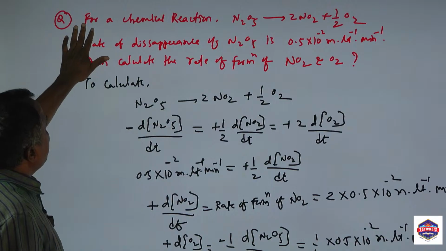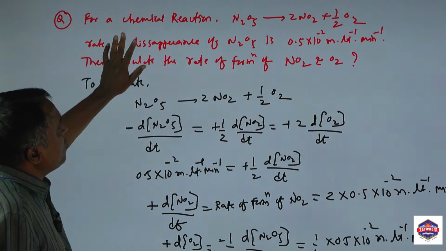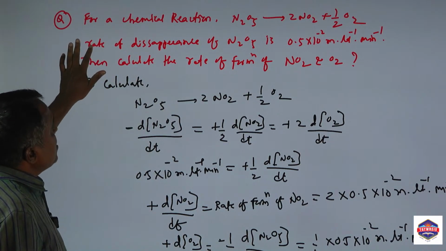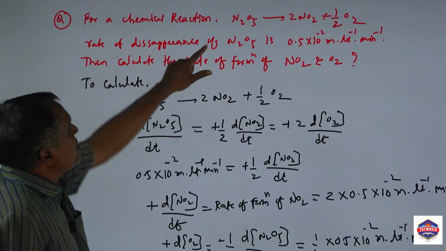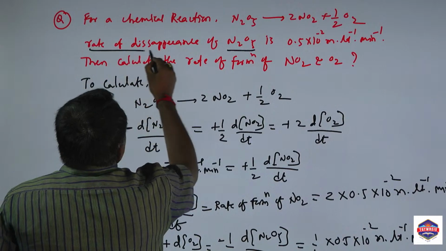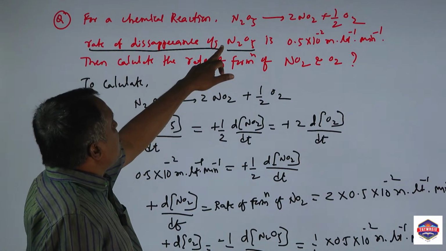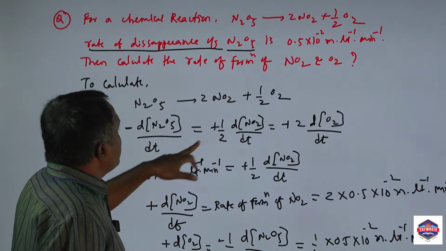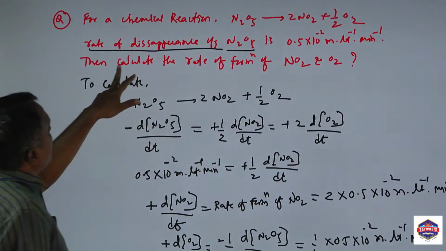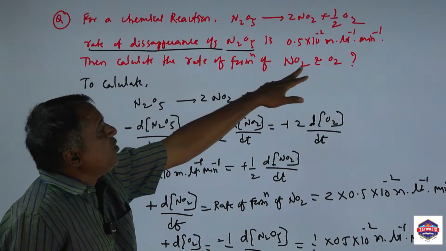Again I will explain now. For a chemical reaction, N2O5 gives 2 moles NO2 and half mole O2. This is the reaction given. For this reaction, the rate of disappearance of N2O5 is given. How much is it? This is 0.5 into 10 to the power of minus 2 mole liter inverse minute inverse. Therefore, you must calculate the rate of formation of NO2 and O2.